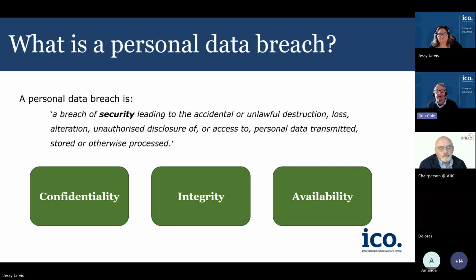If a personal data breach occurs, there are certain rules laid down in the legislation. So data controllers must report certain breaches to us at the ICO within 72 hours of becoming aware of the breach, unless the breach is unlikely to result in a risk to individuals' rights and freedoms. And I'll go into that a little bit more in a second. If the breach is likely to result in a high risk to individuals, those affected must be informed without undue delay. And all breaches must be documented, regardless of whether they need to be reported to the ICO.